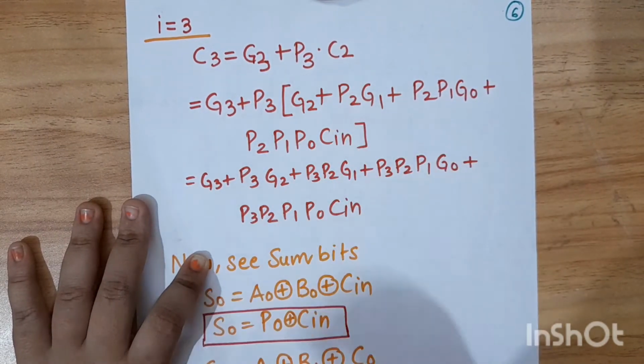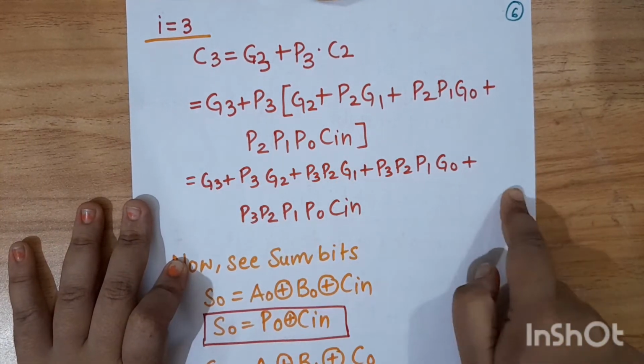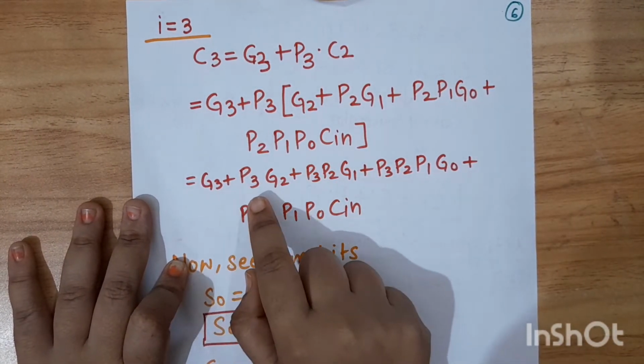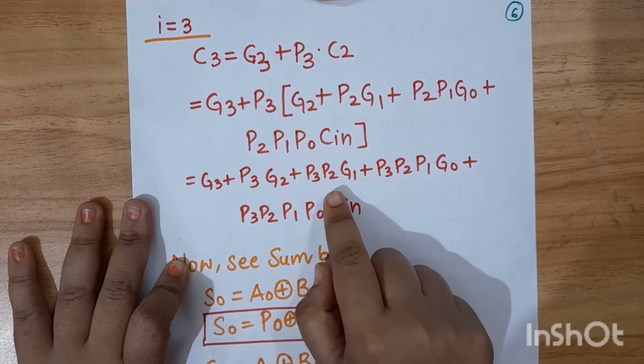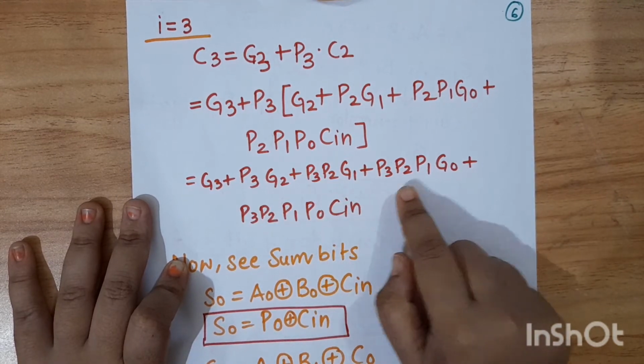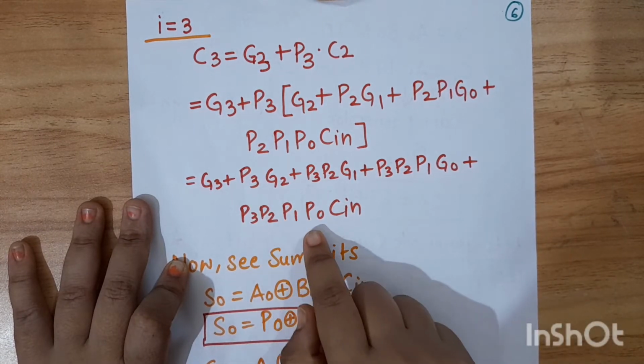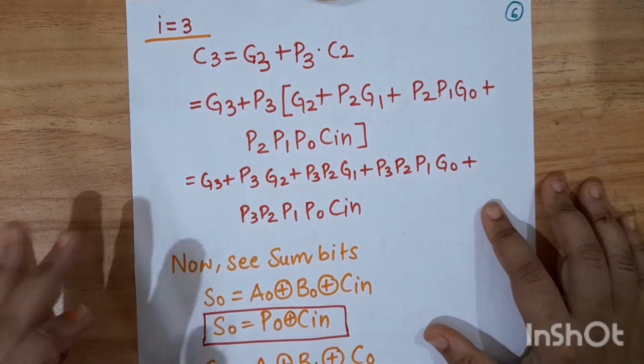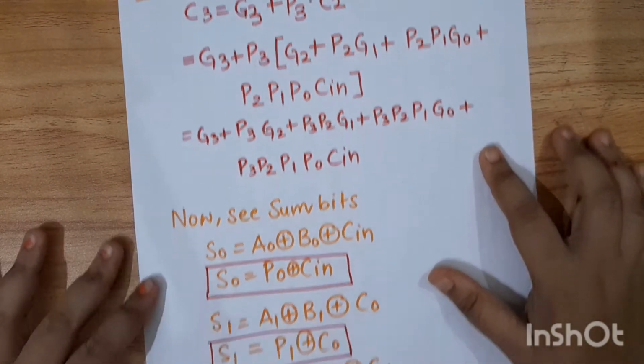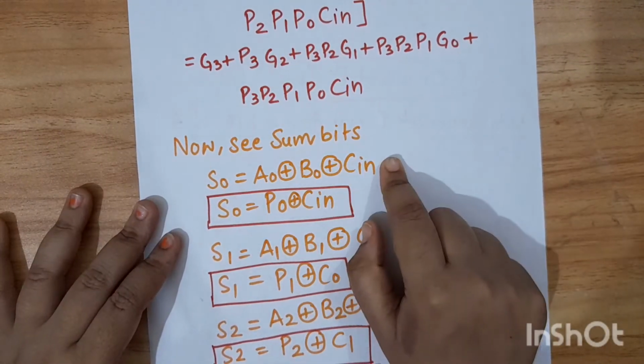C2 is replaced by the C2 expression we previously got, and the final equation is like this: G3 plus P3 G2 plus P3 P2 G1 plus P3 P2 P1 G0 plus P3 P2 P1 P0 Cin. This is C3. Now we will see the sum bit.